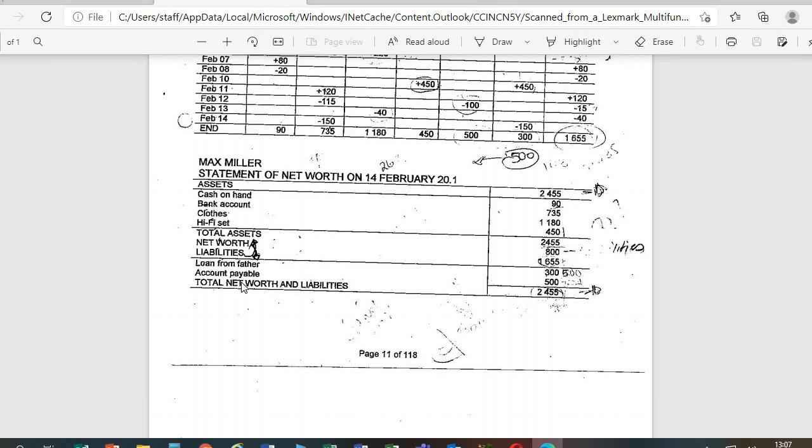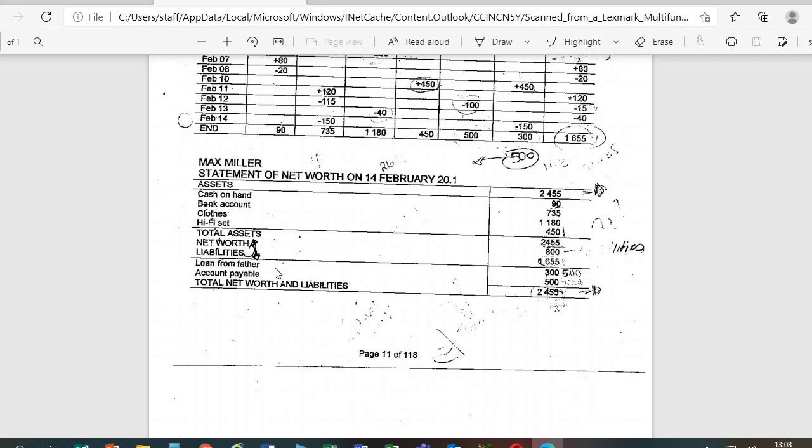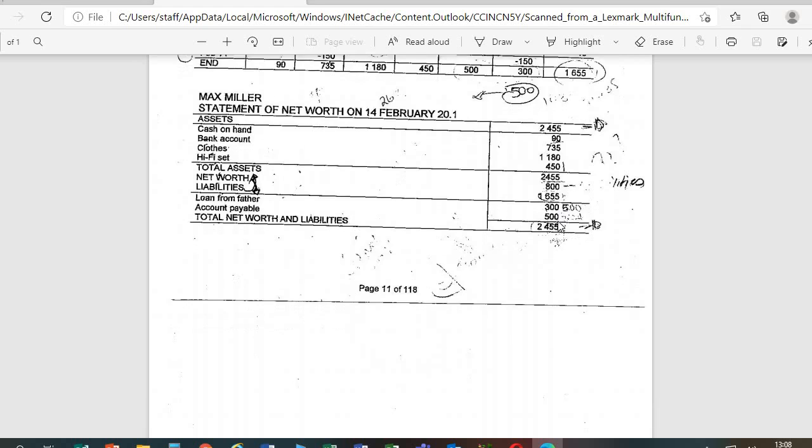And then you come to your total net worth and liabilities. Should be equal, your assets should be equal to your liabilities plus net worth. So if you say your liabilities plus your net worth, they should give you the 2455 as well, that you got from your assets, which is your 2455.